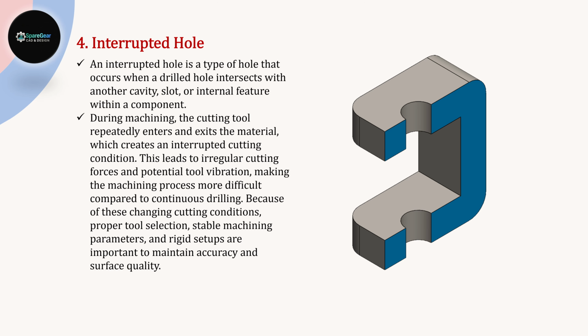An interrupted hole occurs when a drilled hole intersects with another cavity or feature inside a component. During machining, the cutting tool repeatedly enters and exits the material. Because of this, interrupted holes create challenging cutting conditions. These holes are commonly found in engine blocks, hydraulic manifolds, and valve housings where internal passages intersect with drilled holes.